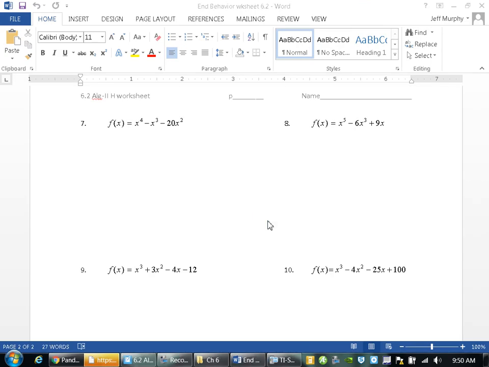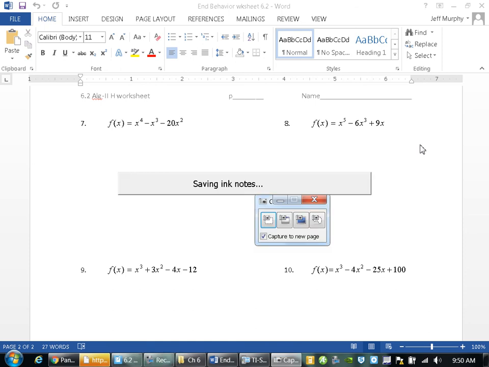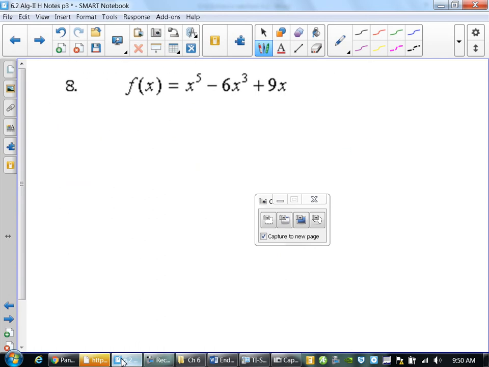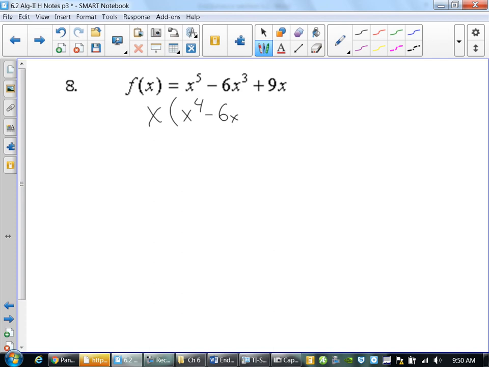Now, you guys have probably never factored a polynomial like this. No, I didn't expect you to. So let's go back and think about this for a second. No matter what, what is the first rule of factoring? GCF. So I'm going to find my GCF, which means I'm going to factor out an x, and I get x times x to the fourth minus 6x squared plus 9.